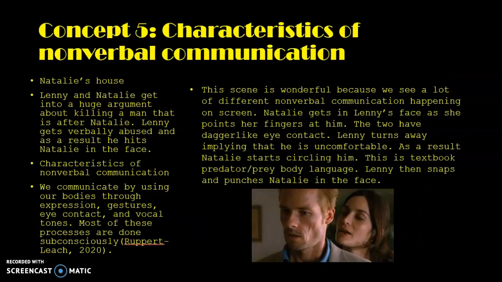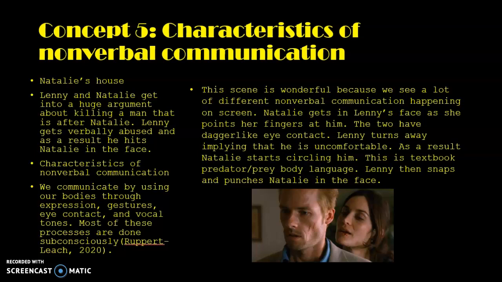So, concept number 5, characteristics of nonverbal communication. I picked this scene at Natalie's house where Lenny and Natalie are getting into a big argument. It's really heated. Usually, big arguments like that are chock full of wonderful, colorful nonverbal communication. So essentially, nonverbal communication is the ways we say things without saying things.